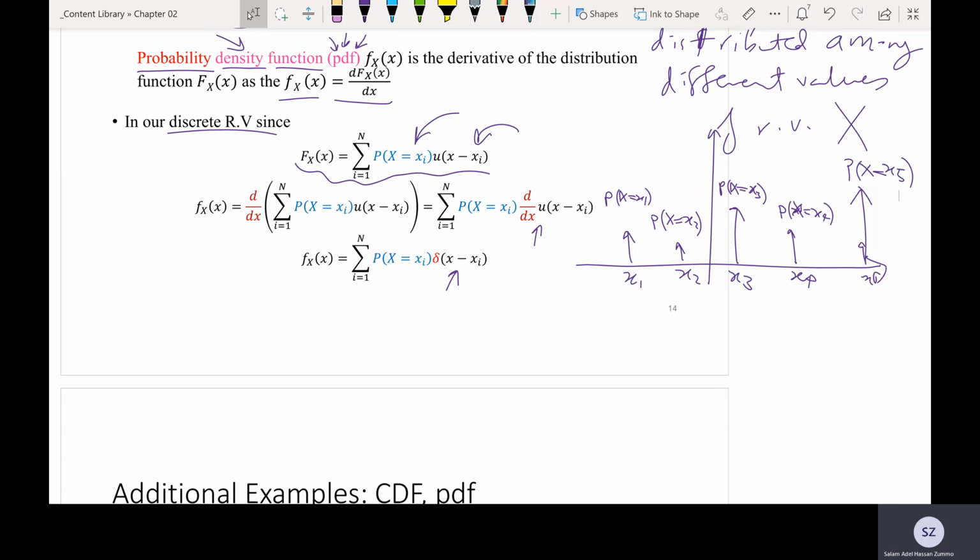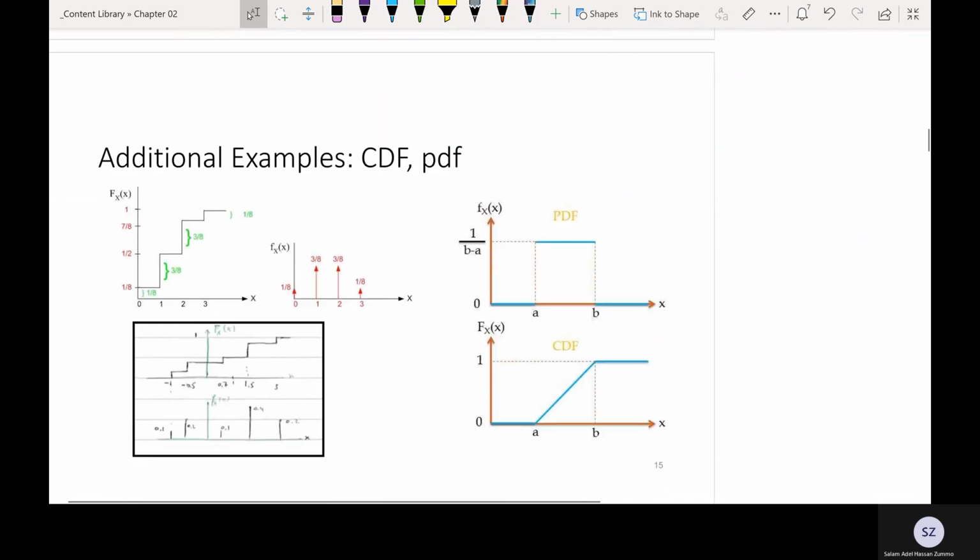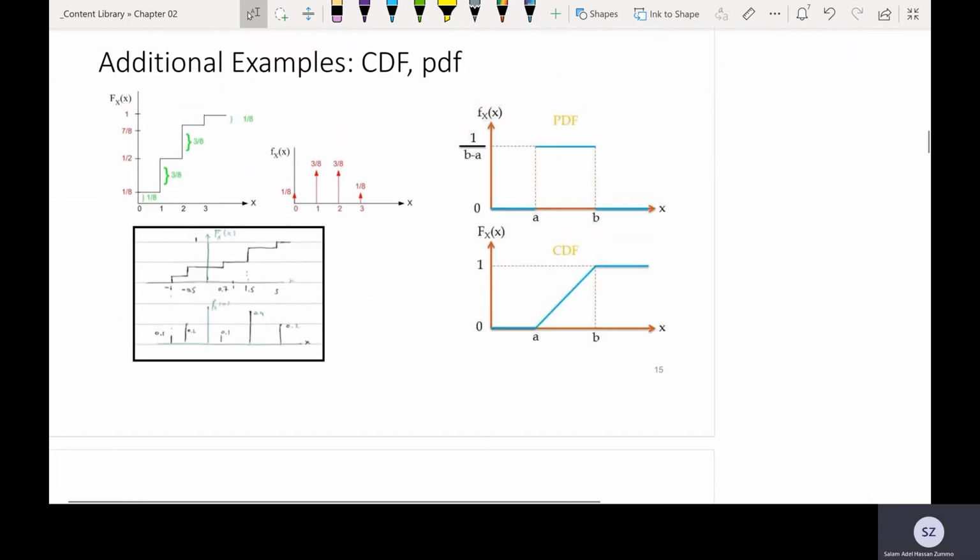No, that's it, we are done after this. There is nothing else, no other values. The total is one, so differentiating one gives you nothing. Differentiating 0 gives you nothing.